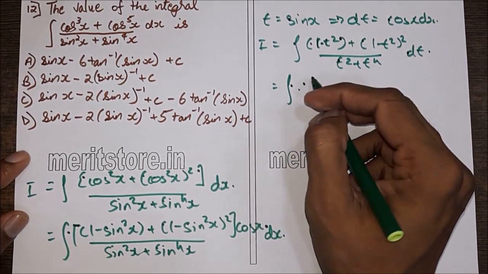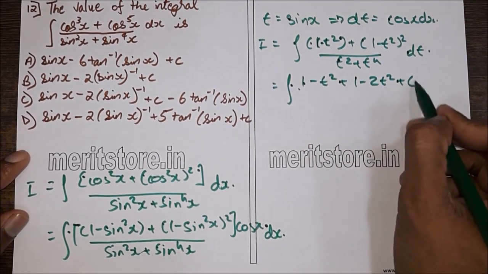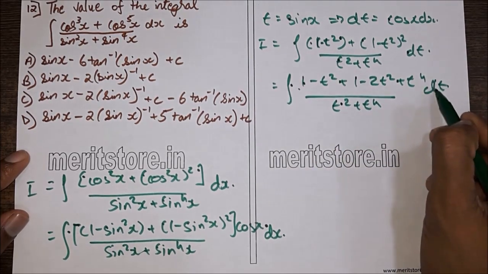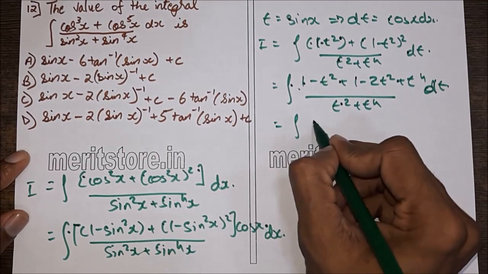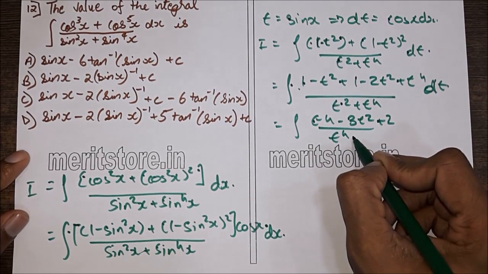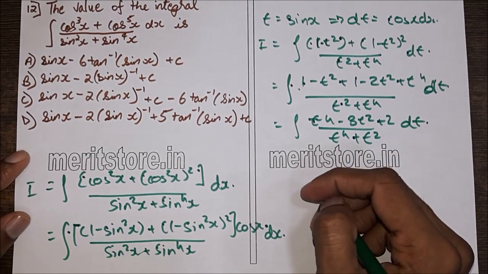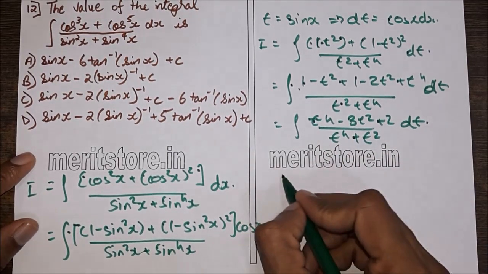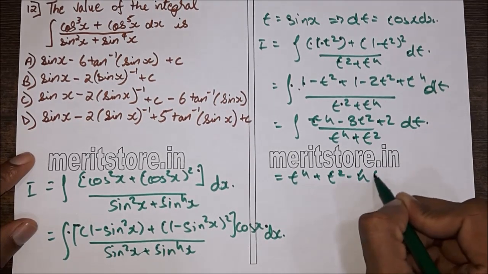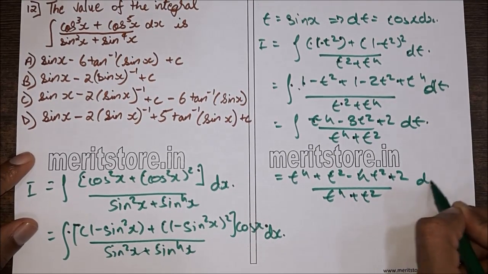Further, we write 1 minus t square plus 1 minus 2t square plus t4 upon t square plus t4 dt. We get integral t raised to 4 minus 3t square plus 2 upon t raised to 4 plus t square dt. Further, we make a fine adjustment in the numerator. We get t raised to 4 plus t square minus 4t square plus 2 upon t raised to 4 plus t square dt.